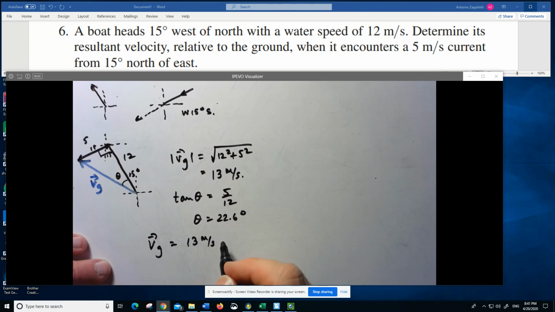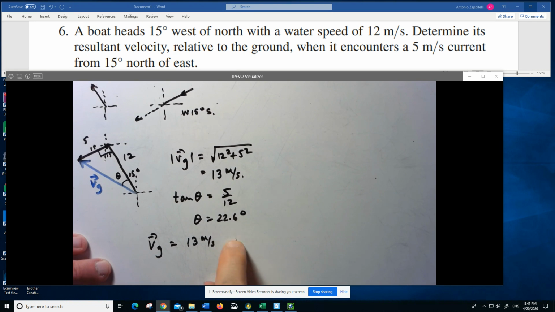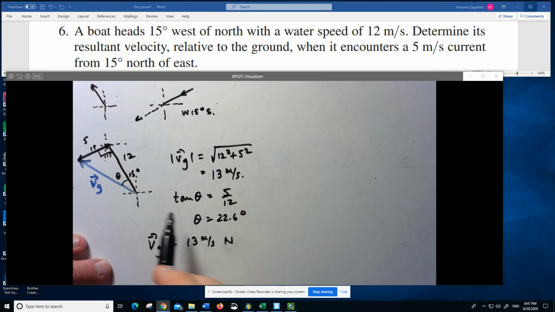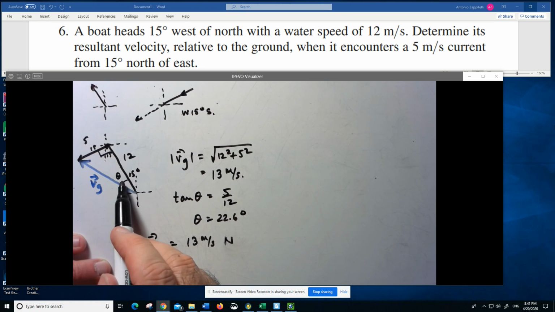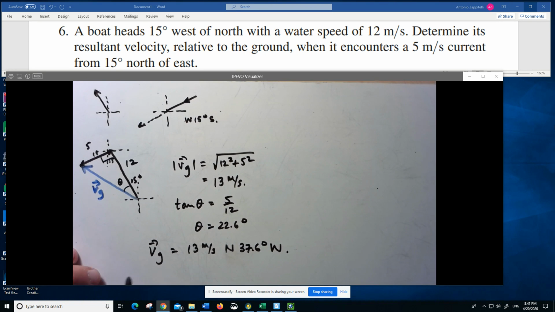And then we had west, sorry, I just realized we were going in the other direction. Let's get rid of that there. Okay, let's try again. We're going north first, so north, and then we said it was 37.6 degrees towards the west. 37.6 degrees west.